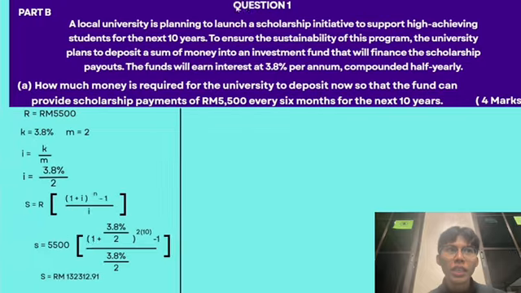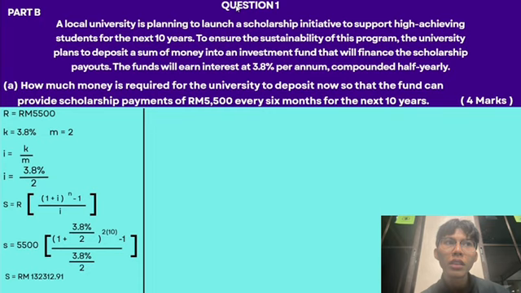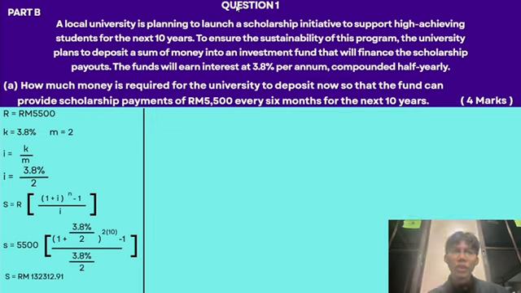Now move to question A. First, we need to identify every piece of information that we need to know. First, we got periodic payment R, RM 5,500. Now, in the question figures, we got interest rate which is 3.8% and we got M equal to 2, because the question said it is compounded half yearly, which is 2 times in 10 years. For the compound interest rate, I equal to 3.8% over 2.